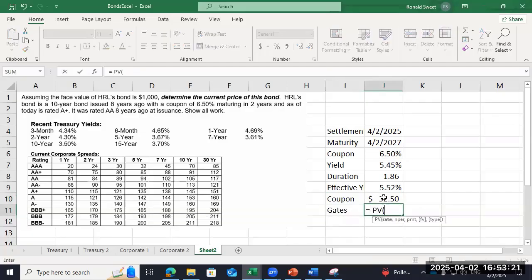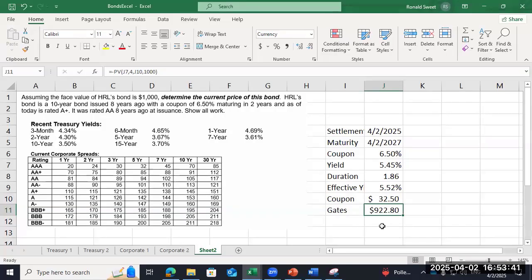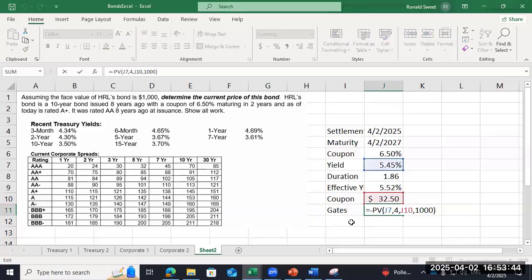So the calculator approach. Equal minus PV. My rate is 545. Number of periods is 4. My payment is 3250, and my future value is 1,000. It gave me a discount bond. That doesn't make sense. So what did I do wrong? Coupon 650, right? The yield is 545. Oh, you didn't divide it by 2. You have to divide by 2, right? I forgot to do that.